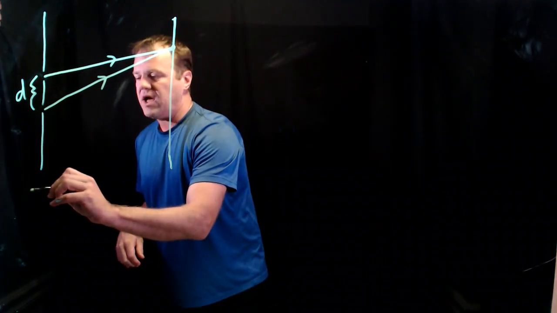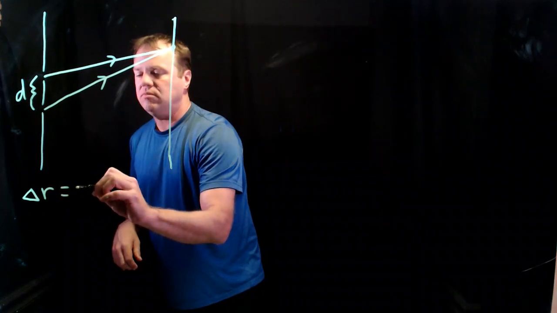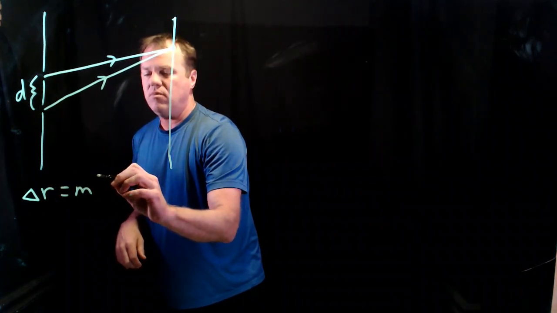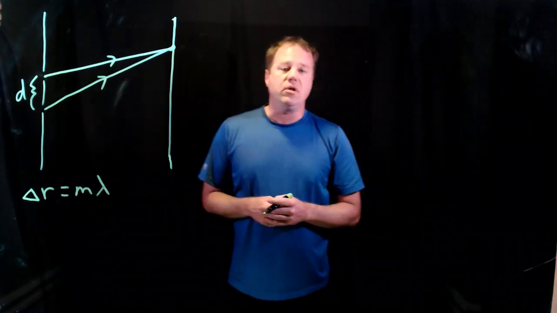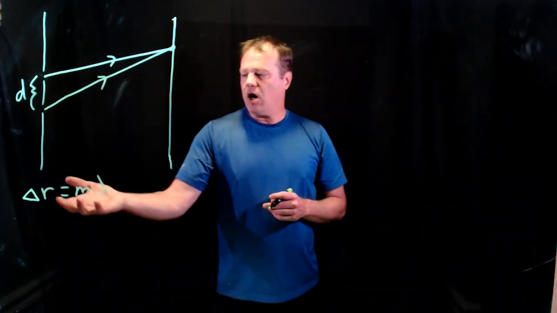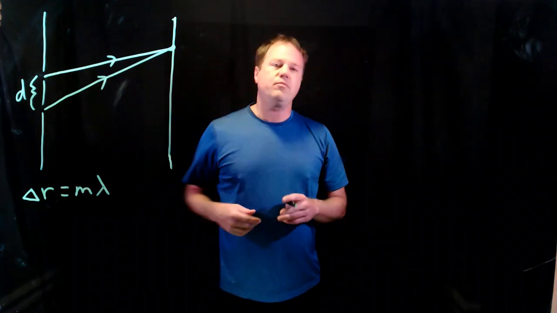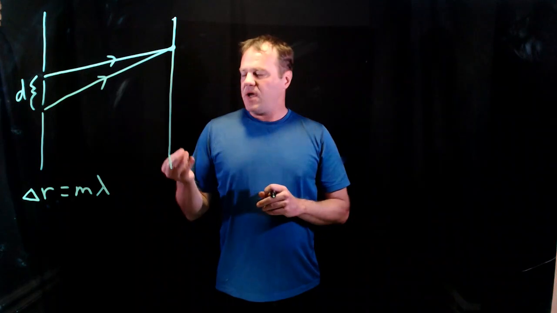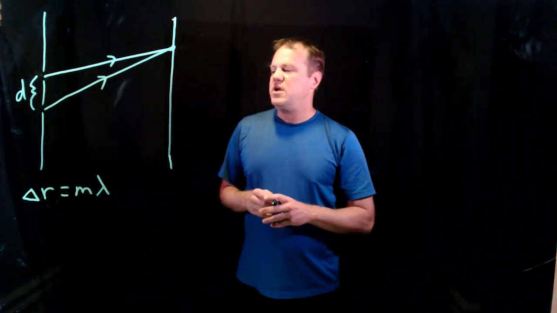So if we're looking for constructive interference, the path difference will equal m, where m is an integer, times the wavelength. So that's kind of our usual formula for constructive interference. I'm using R as the symbol for how far this light is traveling, as opposed to d, because d is already taken with the distance between the apertures.